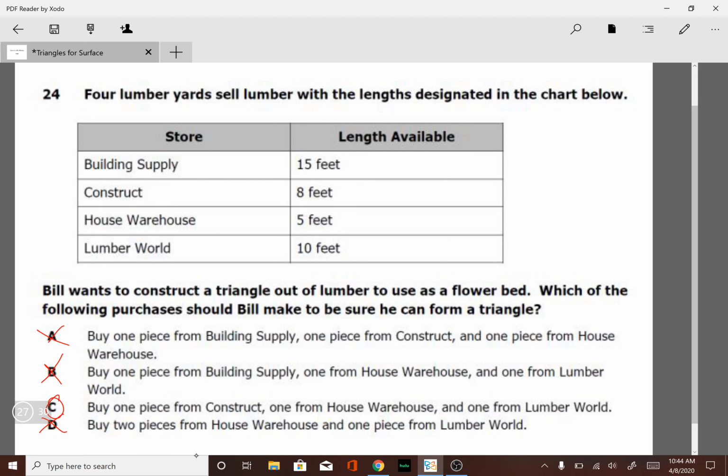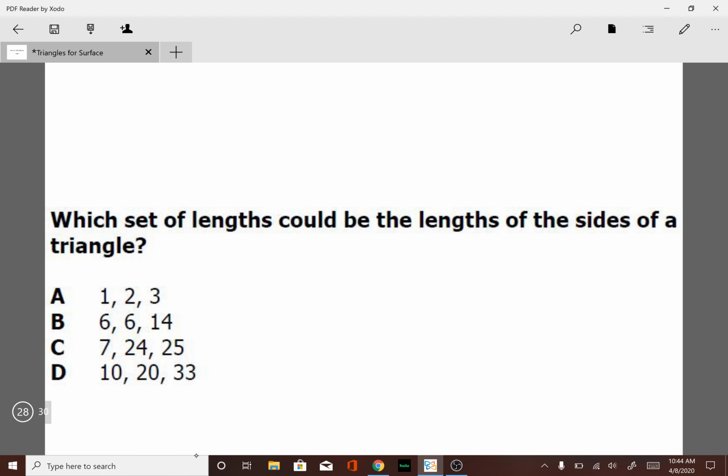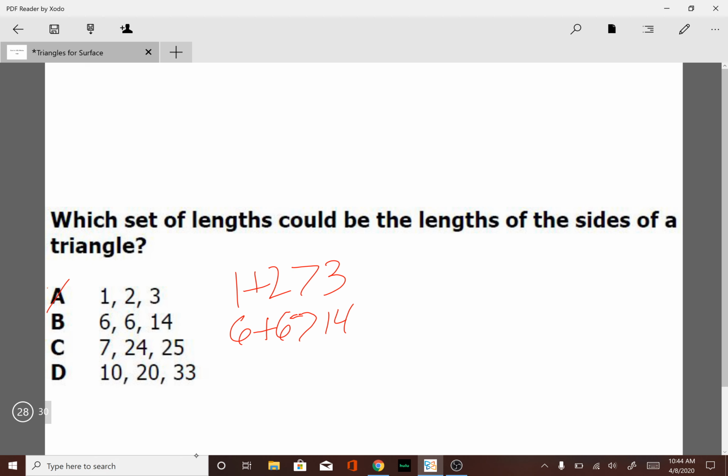Which set of lengths could be lengths of the sides of a triangle? Remember, add up the two short sides to make sure they are greater than the longest side. So 1 plus 2 greater than 3? That's a no. 6 plus 6 greater than 14? That is also going to be a no. 7 plus 24 greater than 25? That one is going to work out, so that's good. And 10 plus 20 is not greater than 30.